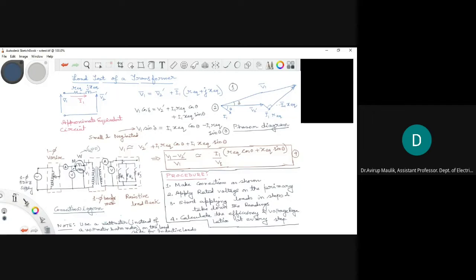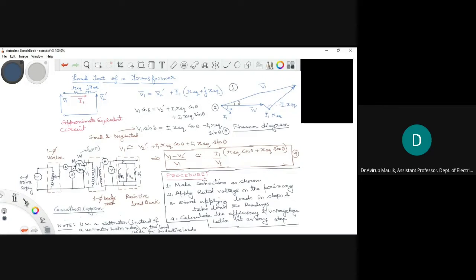On the secondary side also you will connect an ammeter, a voltmeter, and a load bank, a variable load bank. We have used a resistive load bank for our experiment where you can add loads in steps. Now please note that had you been using an inductive load, you would need to replace the voltmeter and ammeter using a wattmeter for inductive loads.